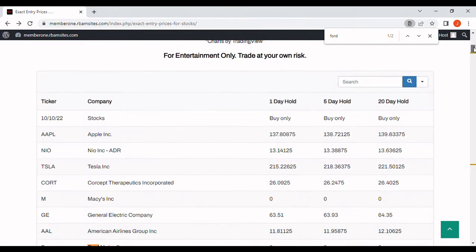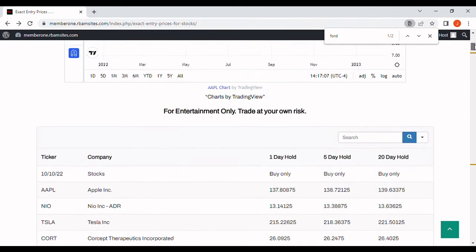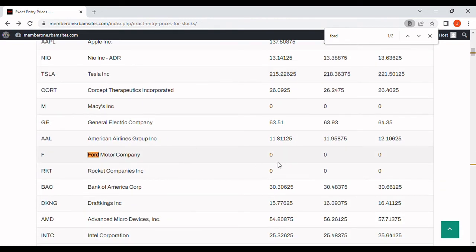Let's take a look and see what RBAM Research says about Ford today. We put out algorithmically generated prices for 190 stocks, 1, 5, and 20-day hold periods. Let's take a look and see. Ford Motor Company has zeros across the board, which means the algorithm didn't think it was a good day to buy, and it looks like the algorithm was correct today. Ford is down right as we speak, over 6.5%.